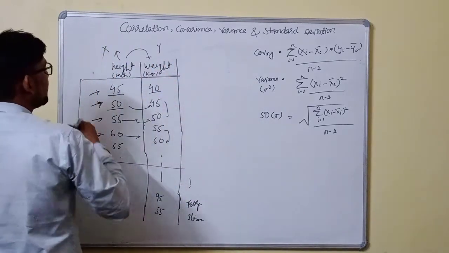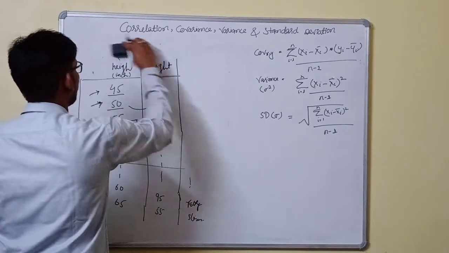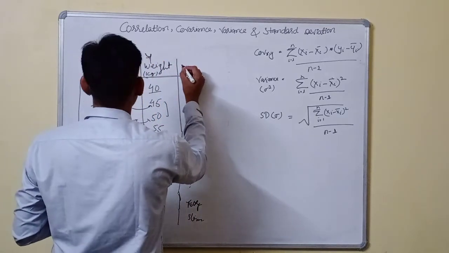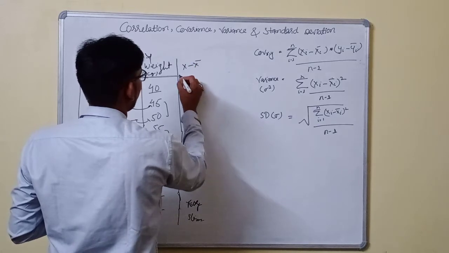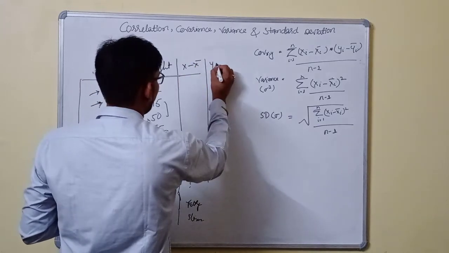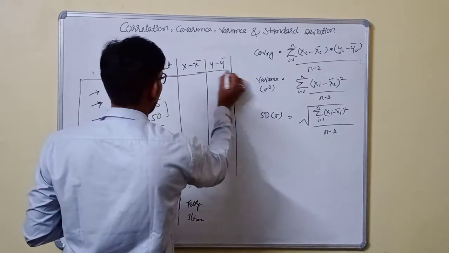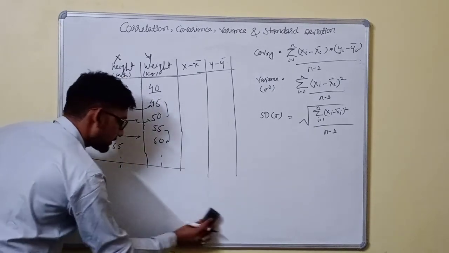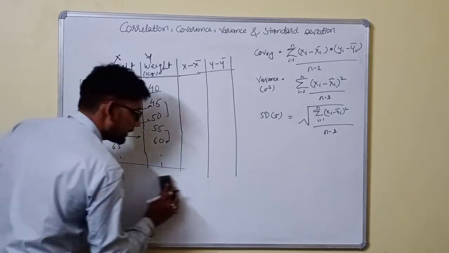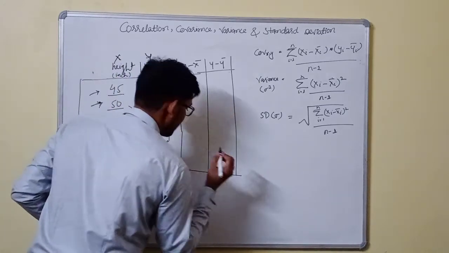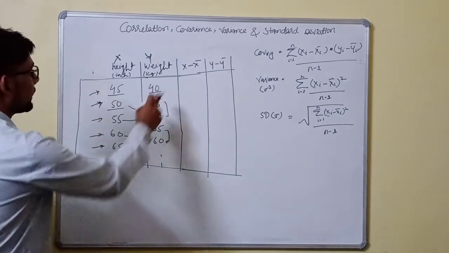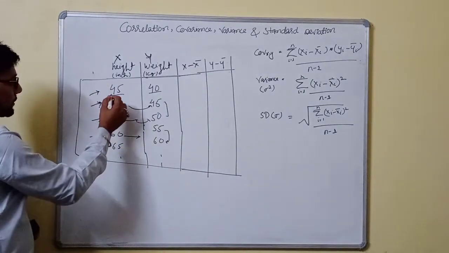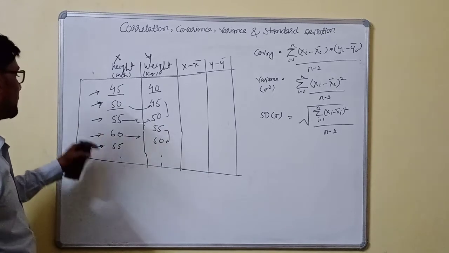So let's assume this is x. This is y. So now x minus x bar, here we calculate. Here we calculate y minus y bar, right? Now I'm also deleting the last records because I don't want to complicate this numerical calculation, right? So first of all, we need to find the x bar. It means the mean of these values. So this is 45, 50, 55, 60 and 65.